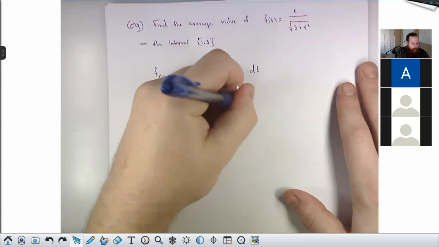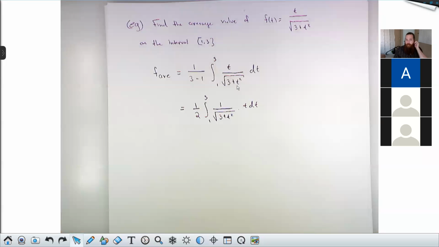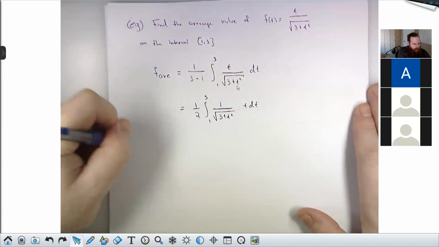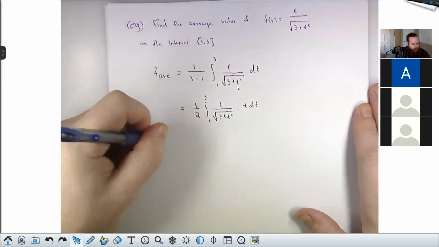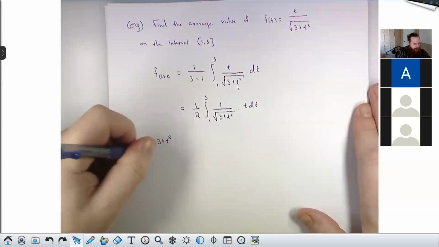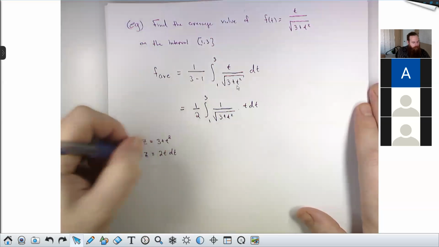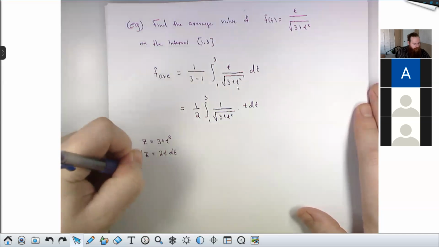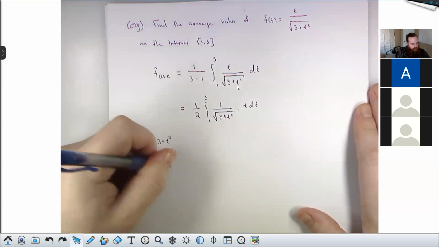I can peel that t off the top and write it over here next to my dt, because the derivative of 3 plus t squared is 2t. So I know I'll need that t dt in my substitution. So the substitution looks like this. I'm going to let z be 3 plus t squared, which means dz is 2t dt. So 1/2 dz, that is t dt.